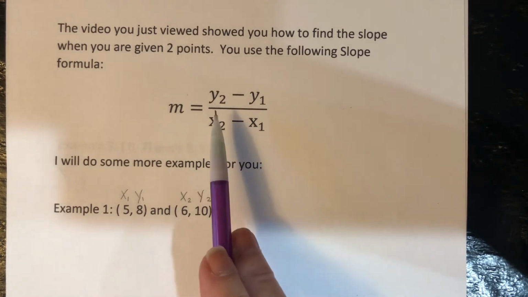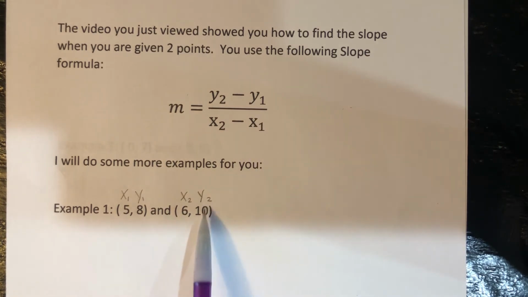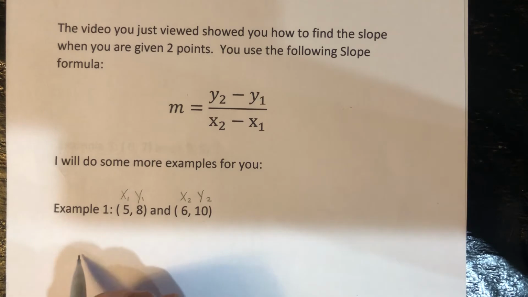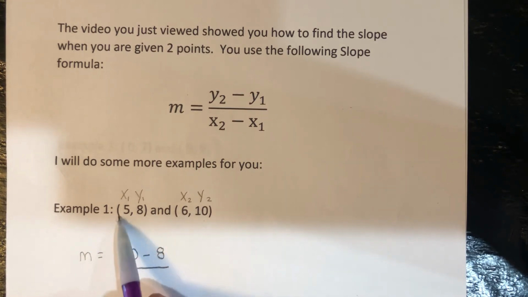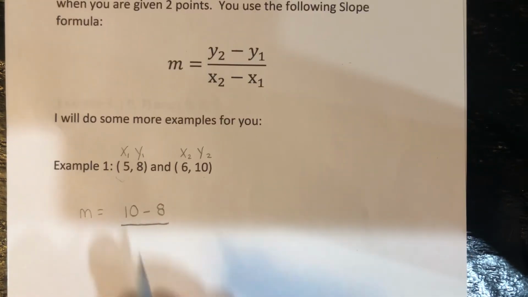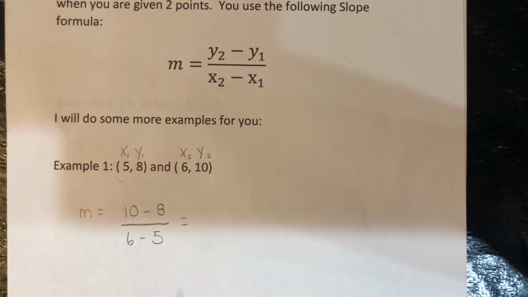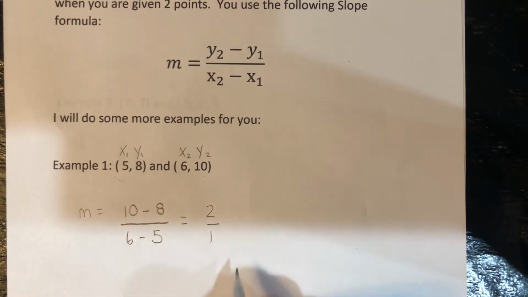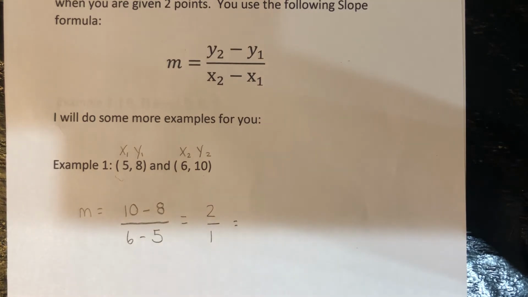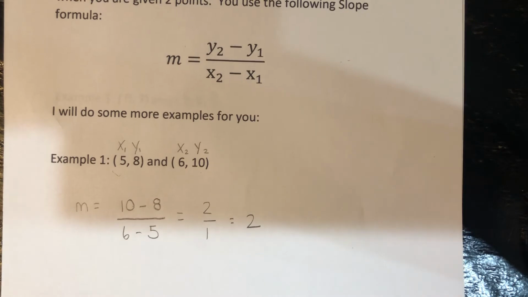So if you look up here, we have y2 minus y1. So this is going to be y2 is 10, y1 is 8. So I have m equals 10 minus 8 divided by x2 minus x1. So I have 6 minus 5. So my slope is going to equal 10 minus 8 is 2. 6 minus 5 is 1. Remember to simplify. 2 divided by 1 is 2. So my slope for the first one is 2.